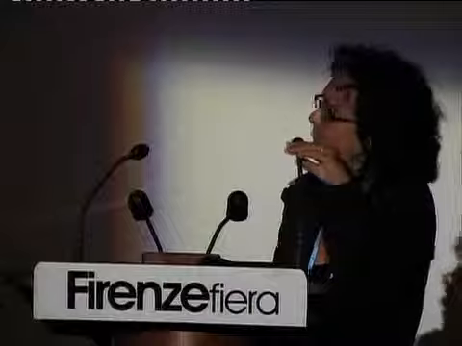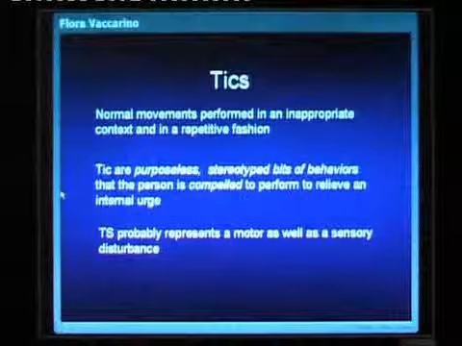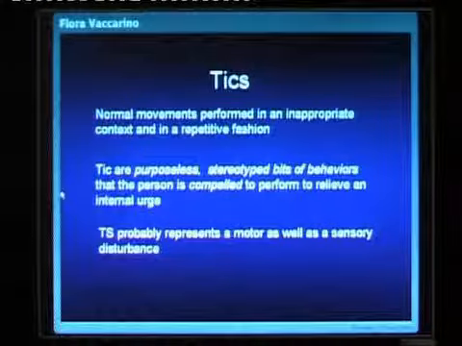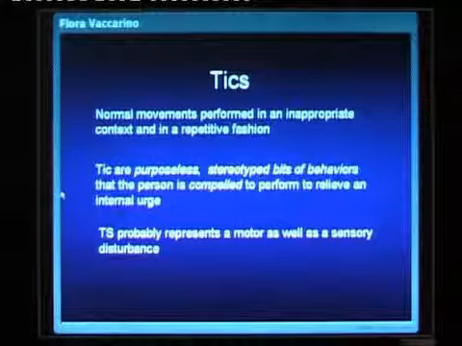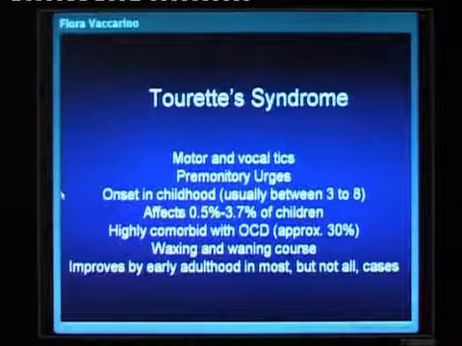So because of these two characteristics, the feeling is that Tourette's probably represents a motor as well as a sensory disturbance, because the patient has an internal feeling that tells them that at that moment they should be performing a tic. And when they do that, there is a temporary relief from their anxiety. So it's a very fascinating mingle of motor, sensory, and cognitive components. So is it really a voluntary or an involuntary disorder? And this is actually a big question in the field.